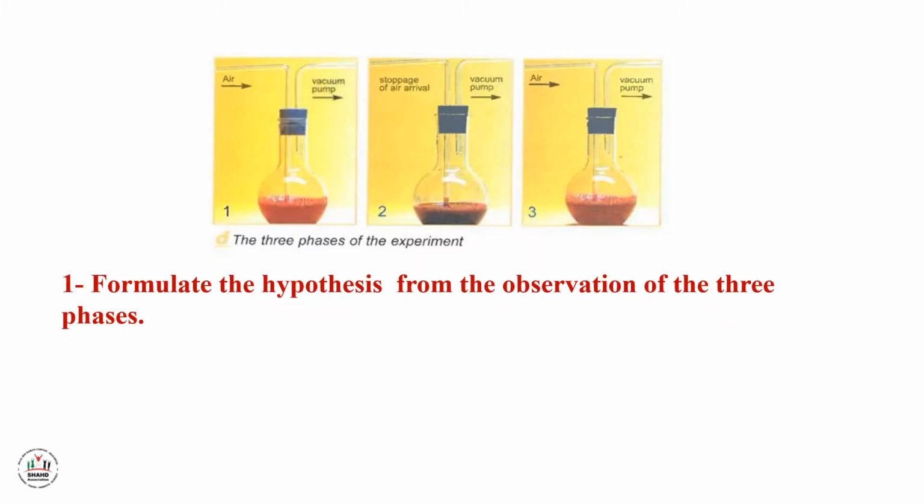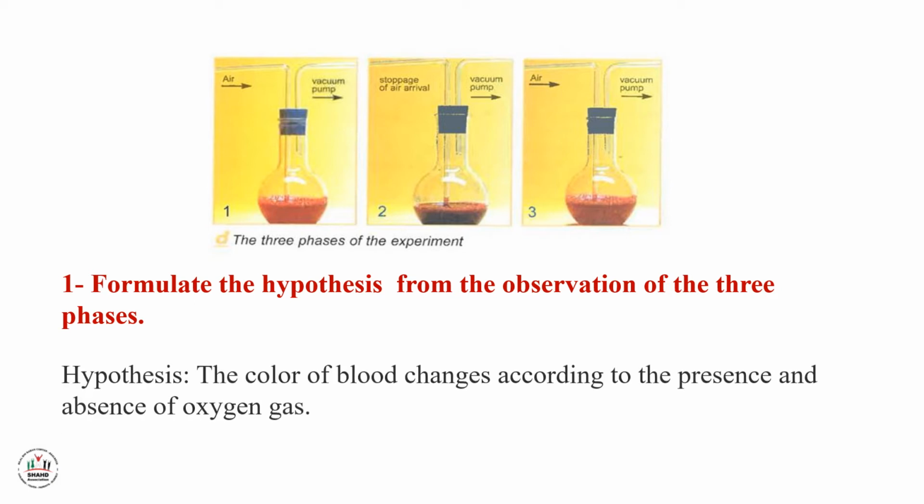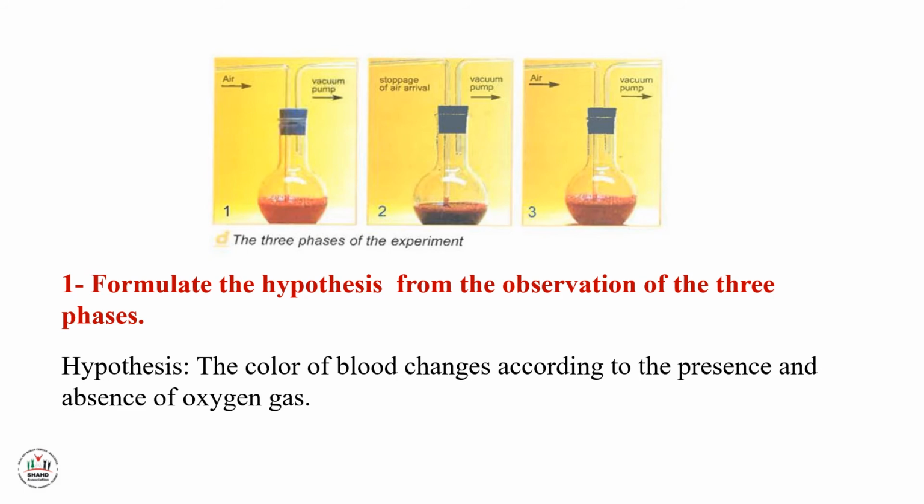Formulate the hypothesis from the observation of the 3 phases. فالمطلوب منا هون نعطي فرضية حسب اللي شفناهم بهيدا الاكسبيرمنت. بال 3 phases شو صار عنا؟ الهايبوثيسيس هي the color of blood changes according to the presence and absence of oxygen gas. فإذا لون الدم بيتغير حسب وجود وعدم وجود الأكسجين. يعني الأكسجين غاز هو اللي بيحدد لي لون الدم إذا كان غامق أو فاتح.